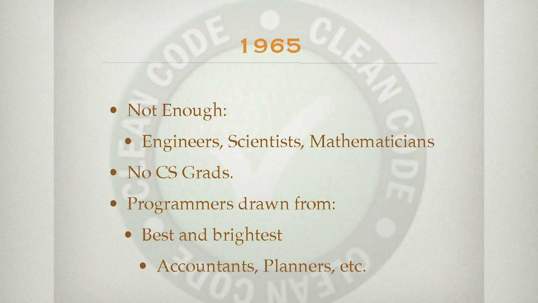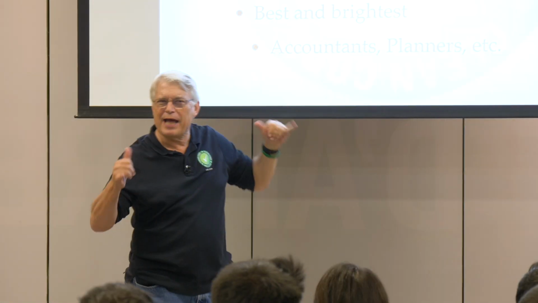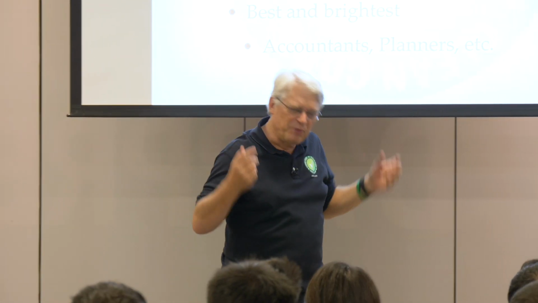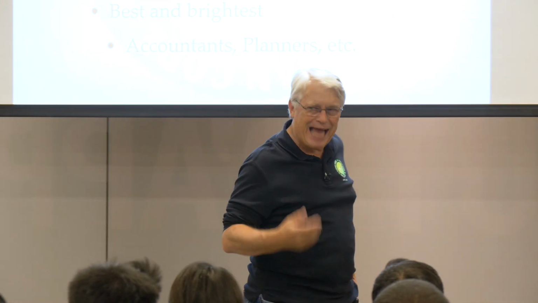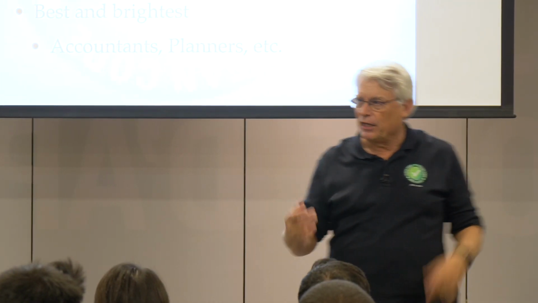Who were they? Well, there weren't enough engineers and scientists and mathematicians, and there still weren't graduates coming out of a university. So the programmers had to still be drawn from employees, but now it couldn't be the best and brightest, it had to be the next tier down. Still bright, still intelligent, accountants, planners, marketing people, whoever had a technical bent. The business had to have these programmers. So they would train them.